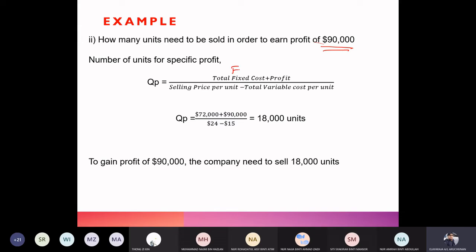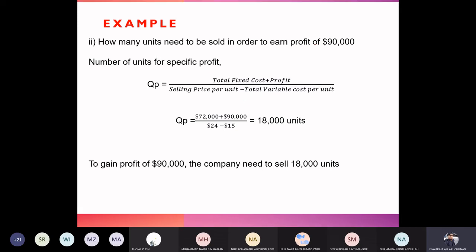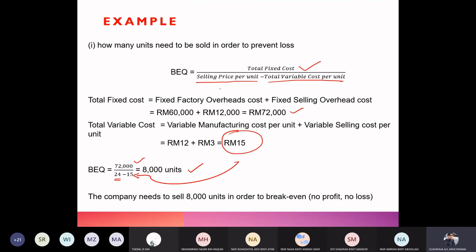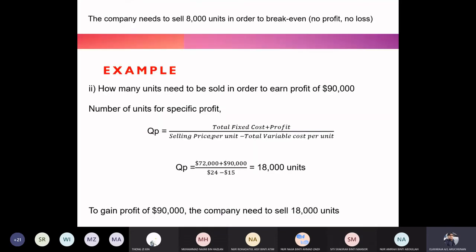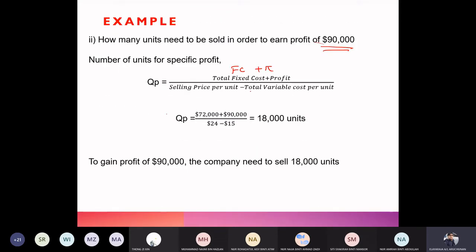Okay, so fixed cost plus the profit. Then the selling price per unit minus the total variable cost per unit. So you know, right, just now you look at all that: selling price per unit minus the total variable cost per unit. As we know, that is 24 minus 15.